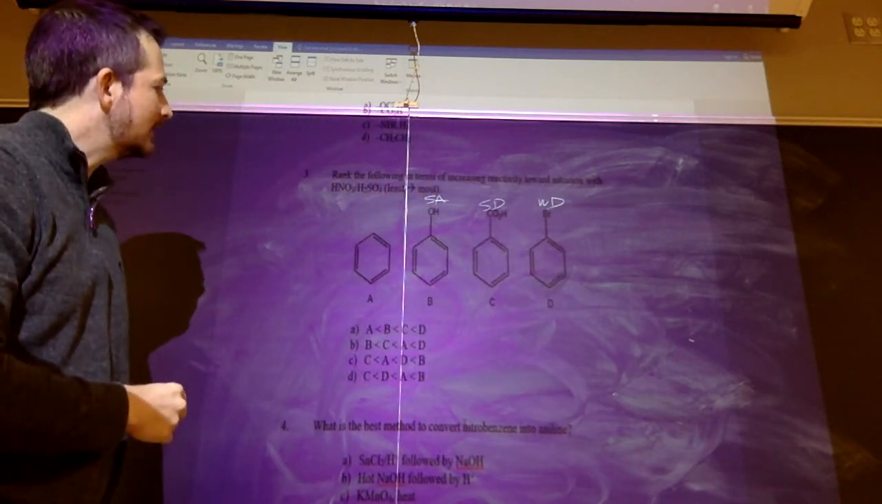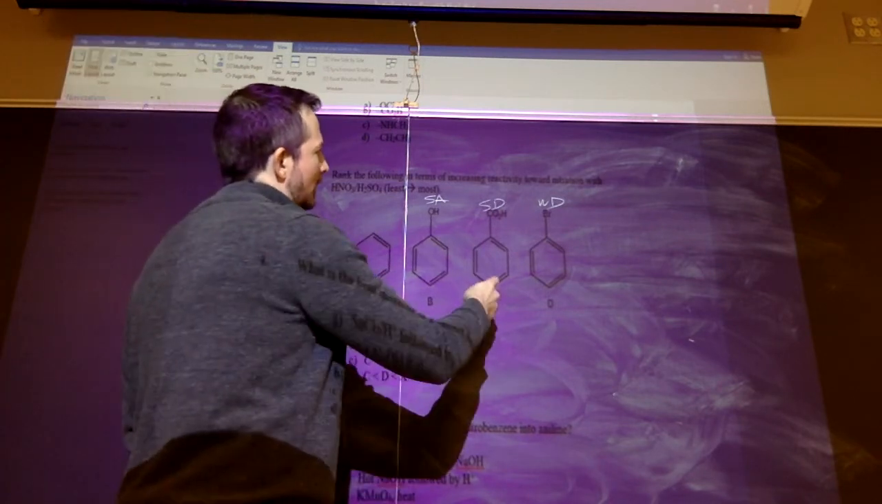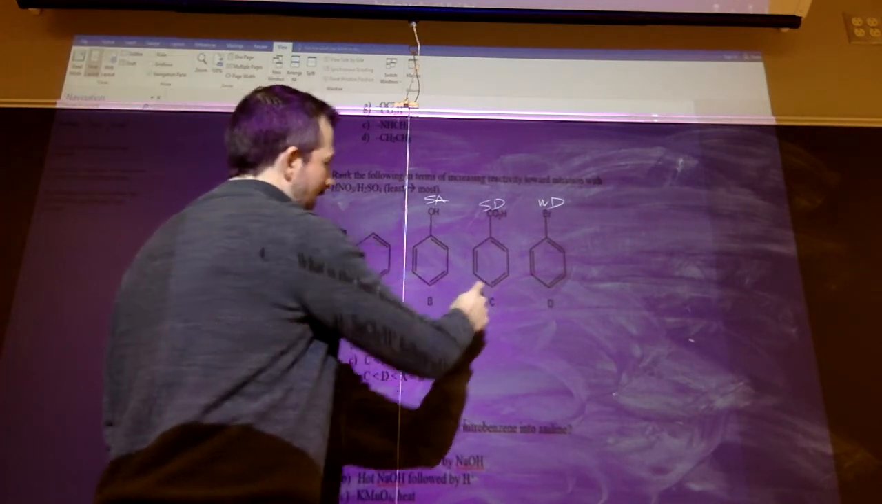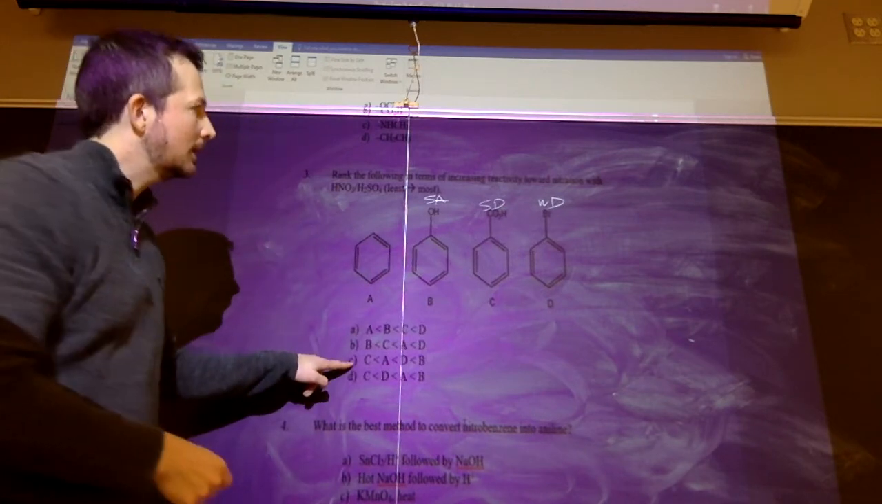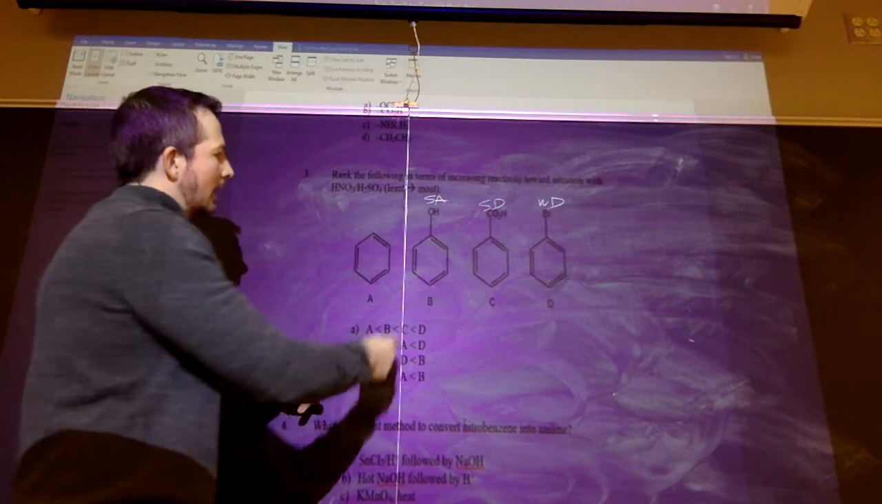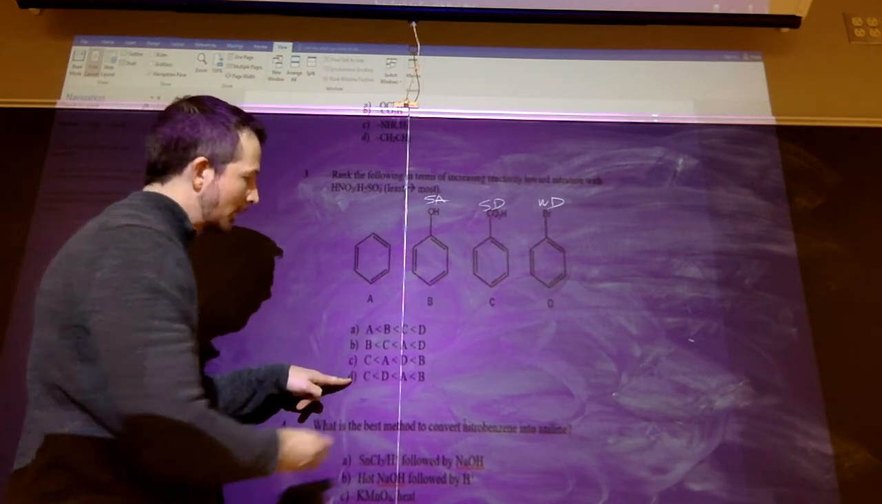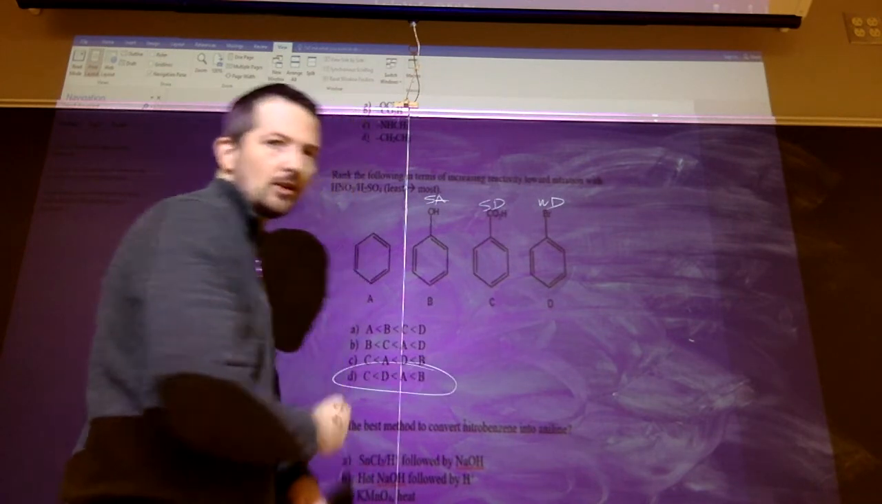So it says least to most. So my least reactive would be the one with the strong deactivator, so C. And then the weakly deactivating would be D. Okay, then I'd go to A, then my most reactive would be my OH group. So D, correct answer.